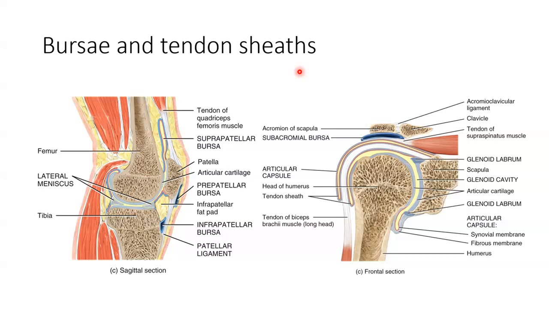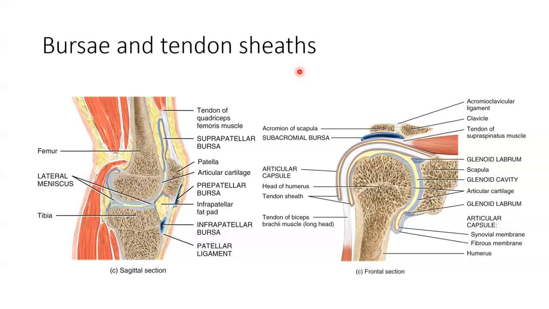The inner layer of a tendon sheath, which is what we call the visceral layer, is attached to the surface of the tendon, so it's actually attached to the tendon itself. The outer layer, which we call the parietal layer, is attached to the bone. Between these two layers is a cavity that contains that synovial fluid.